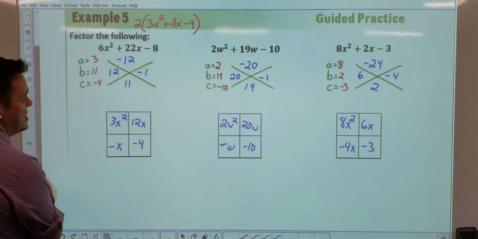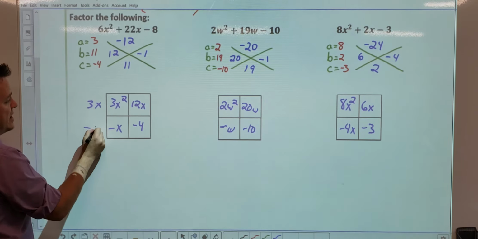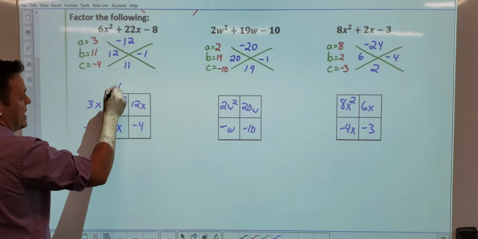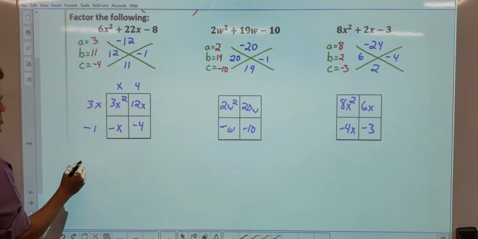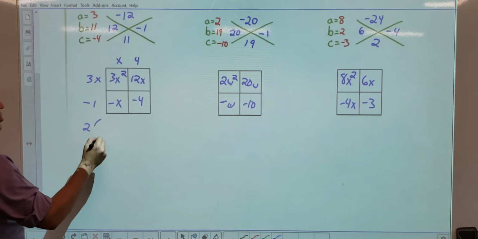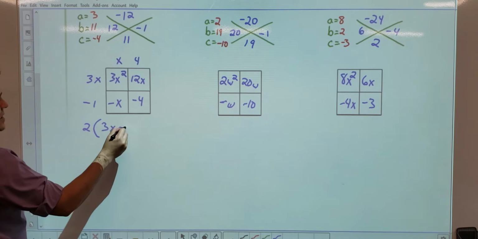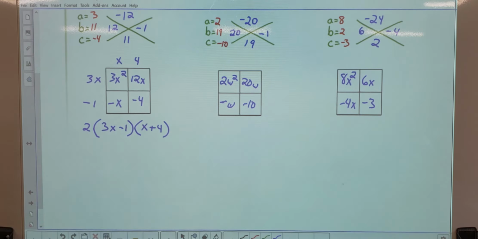All right, now let's solve these. Pretty simple, straightforward, right? 3x, and then this is -1, and then this would be x on top, and this would be a 4. So make sure you guys include the 2 in the front, like it has up there, 2, and then it would be 3x minus 1, x plus 4. All right, so that's how you would write that one out.